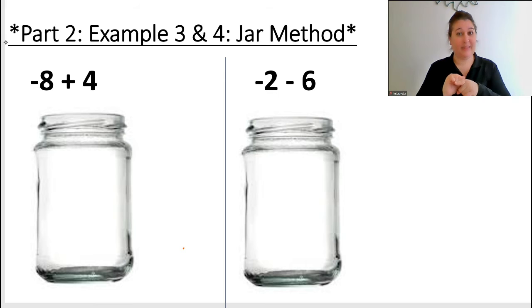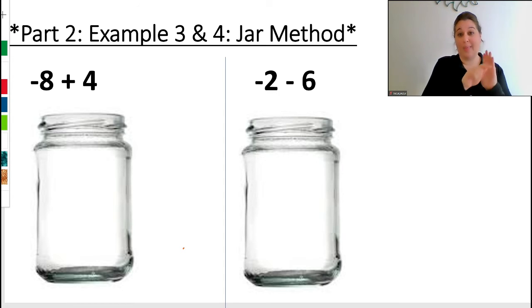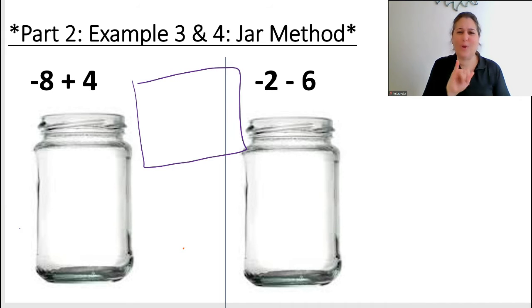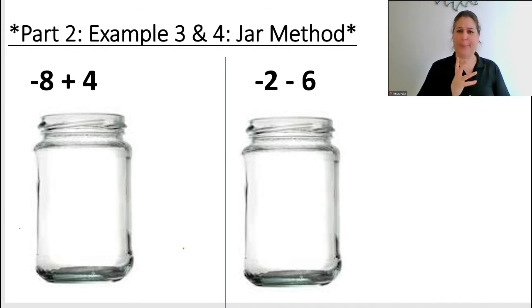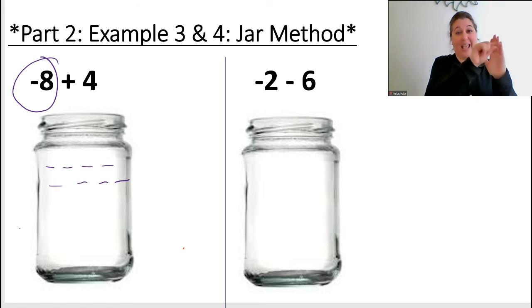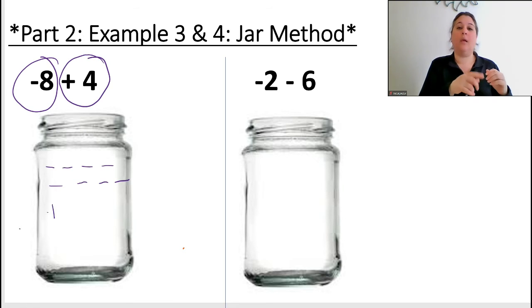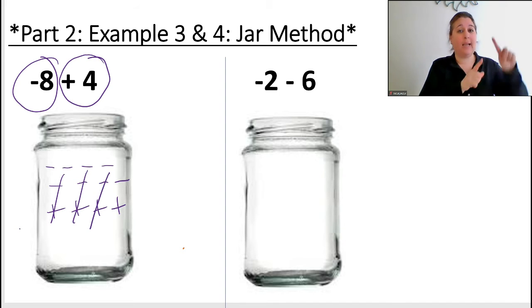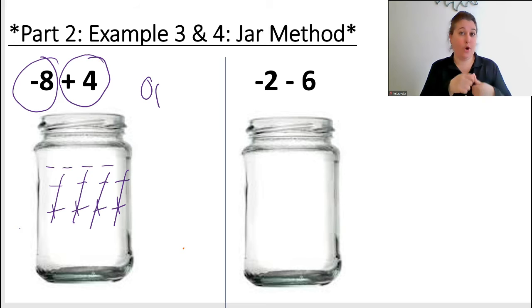Let's practice these ones. I have -8 plus 4. And when you're drawing these jars, you can just draw a rectangle. That's fine. So I do 1, 2, 3, 4, 5, 6, 7, 8 negatives to represent that number. But now I have 4 positives. 1, 2, 3, 4. Cancel, cancel, cancel, cancel. Because remember, opposites cancel.